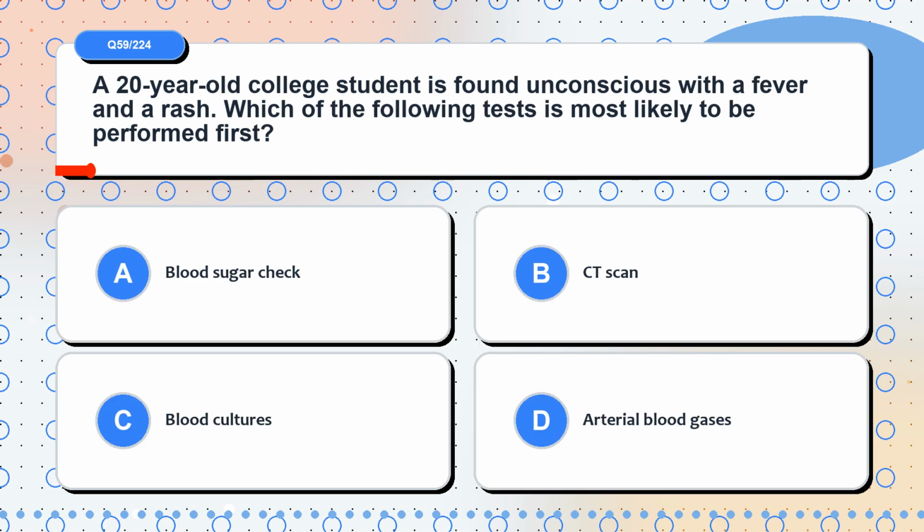Question 59. A 20-year-old college student is found unconscious with a fever and a rash. Which of the following tests is most likely to be performed first? Here are the options. Option A, blood sugar check. Option B, CT scan. Option C, blood cultures. Option D, arterial blood gases.